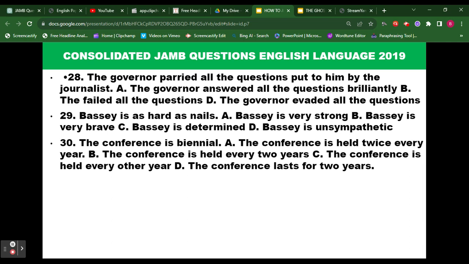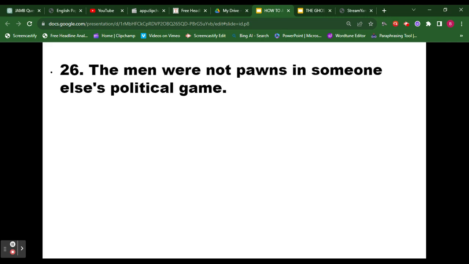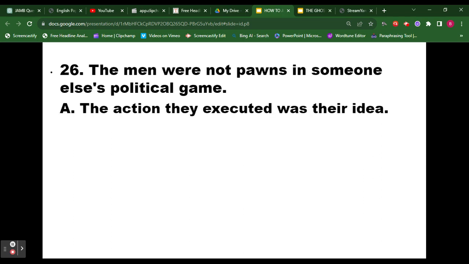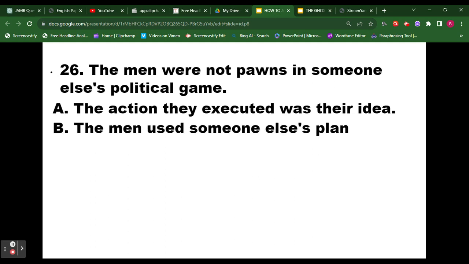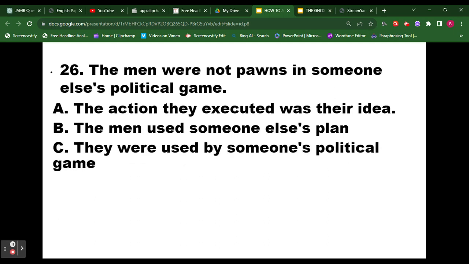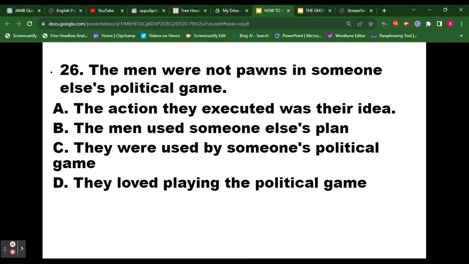Now let's begin to look at the questions one by one, beginning with question number 26. The men were not pawns in someone else's political game. A, the action they executed was their idea. B, the men used someone else's plan. C, they were used by someone's political game. And D, they love playing the political game.